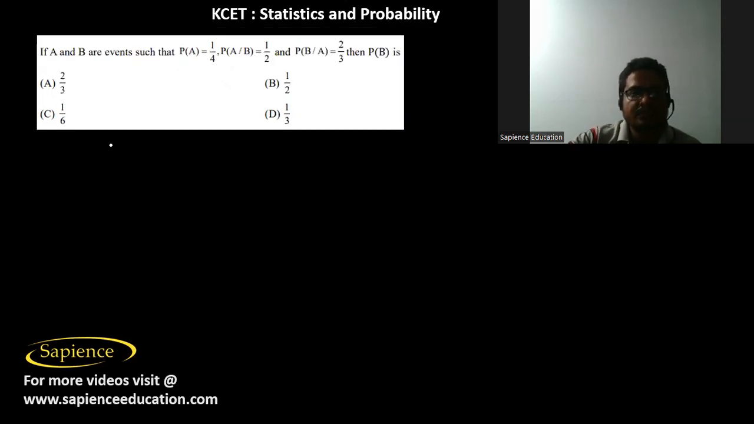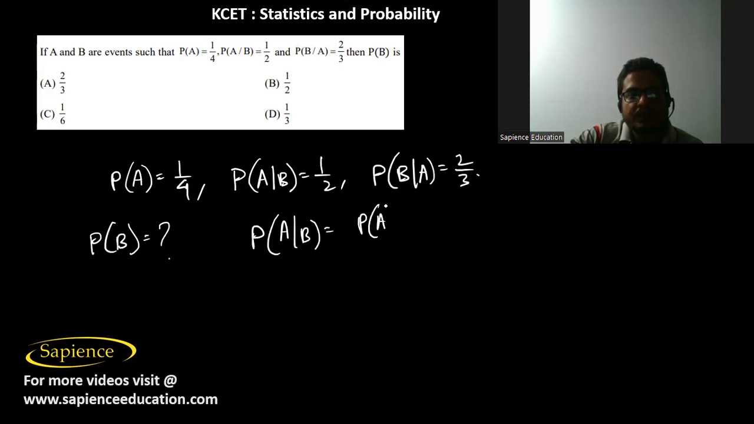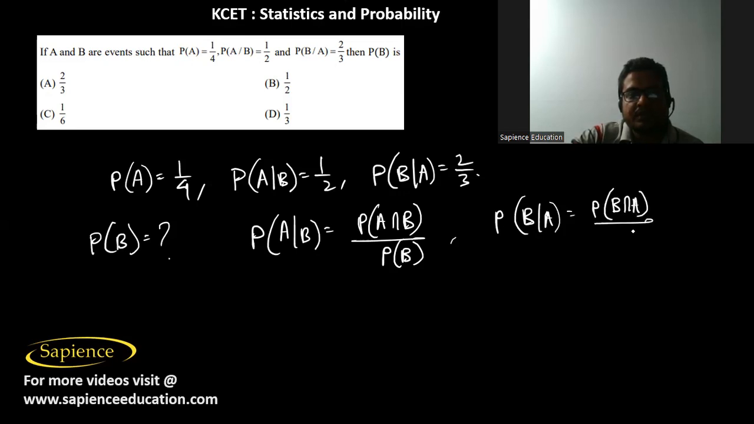Then here it is told that if A and B are events such that the probability of the event A is equal to 1 by 4, the probability of the event A given B is equal to 1 by 2, the probability of the event B given A is equal to 2 by 3, then we have to find the probability of the event B. Now the probability of the event A given B is equal to the probability of A intersection B divided by the probability of B. Similarly, the probability of B given A is equal to the probability of B intersection A divided by the probability of A.